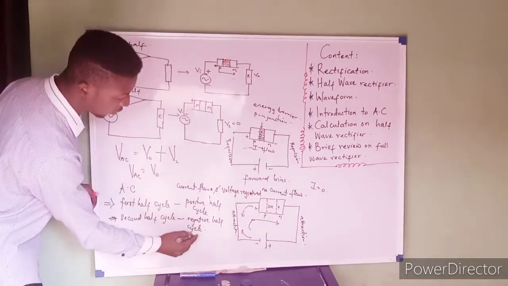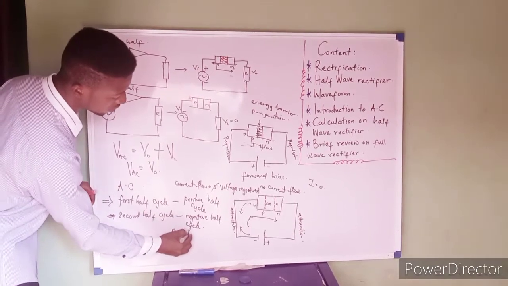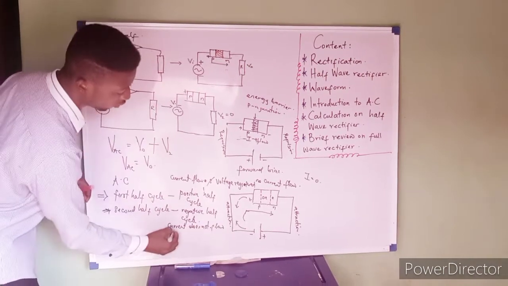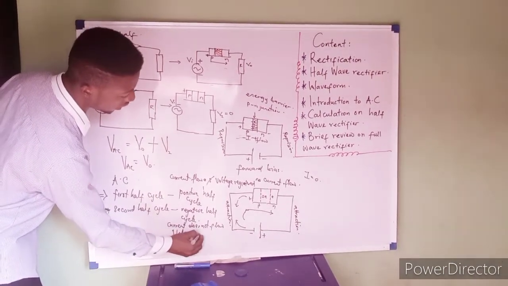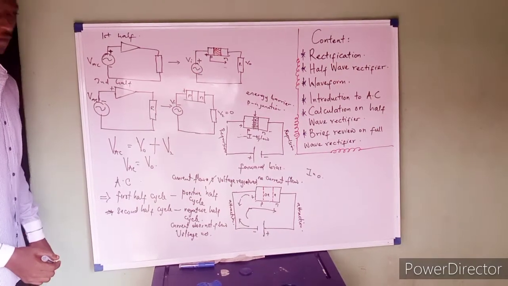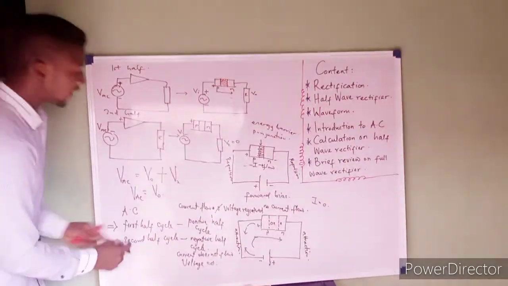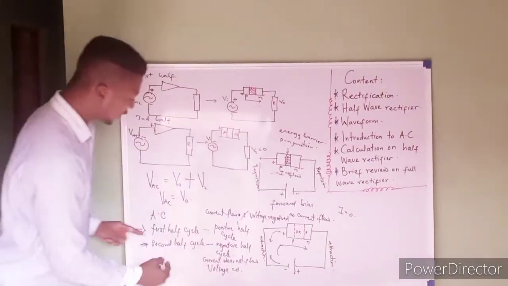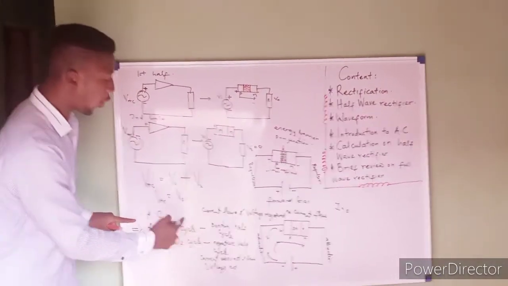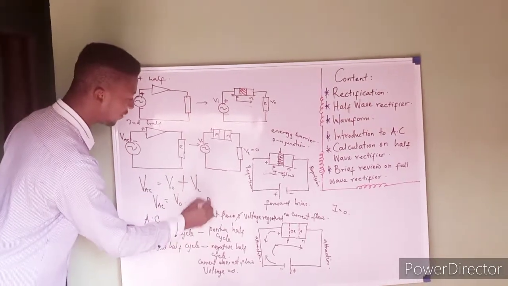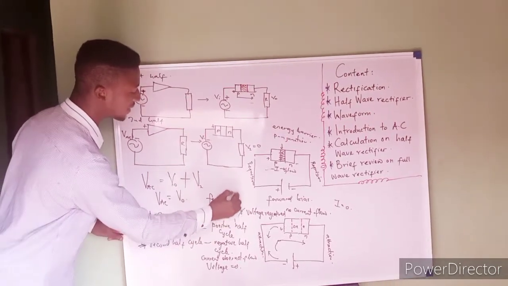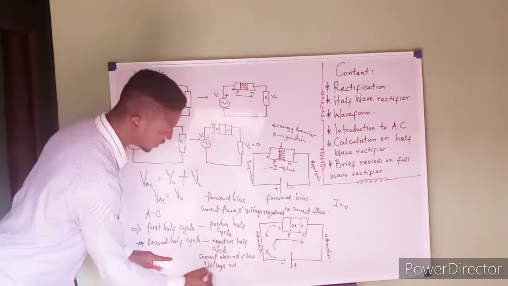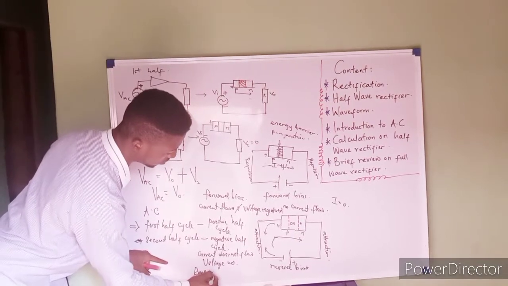In the second half cycle, current does not flow, voltage equals 0. That is, the voltage is 0. Now when current flows, what do we call it? Forward bias. So it means that the first half cycle of the AC cycle is a forward bias, and the second half cycle is a reverse bias.